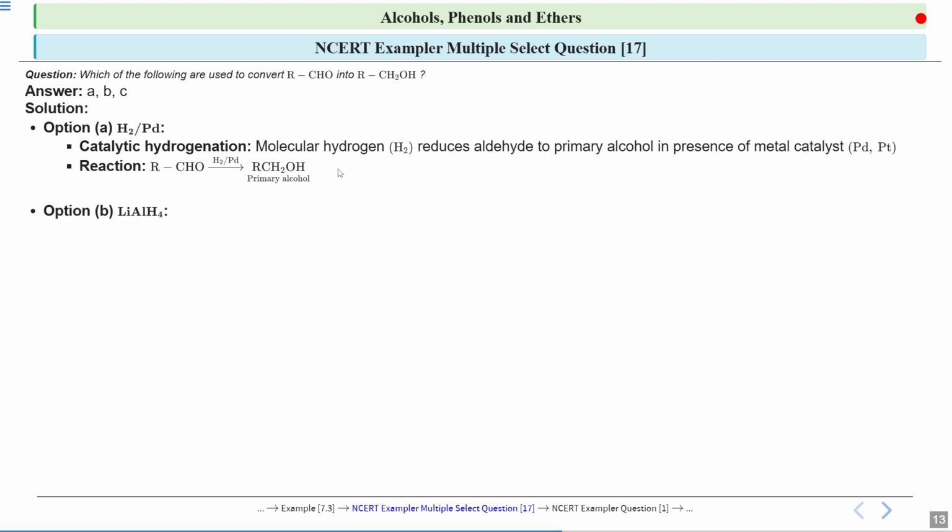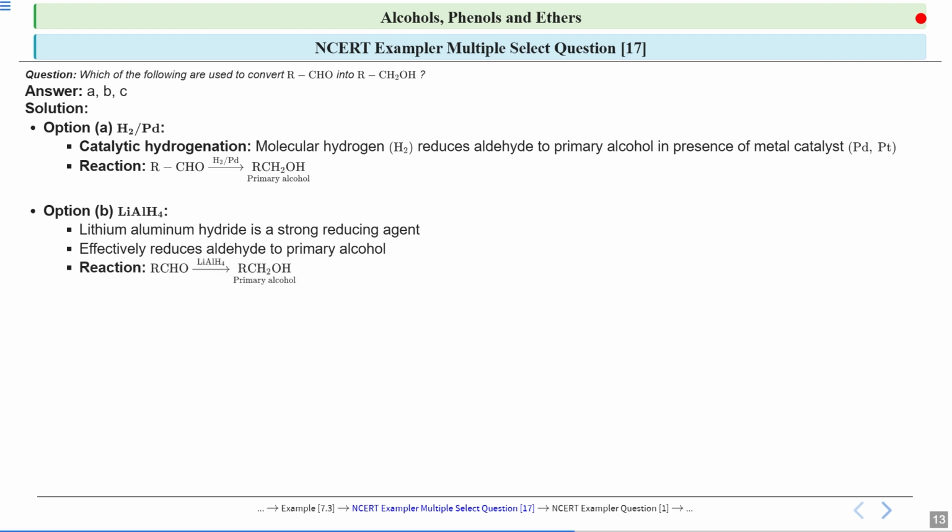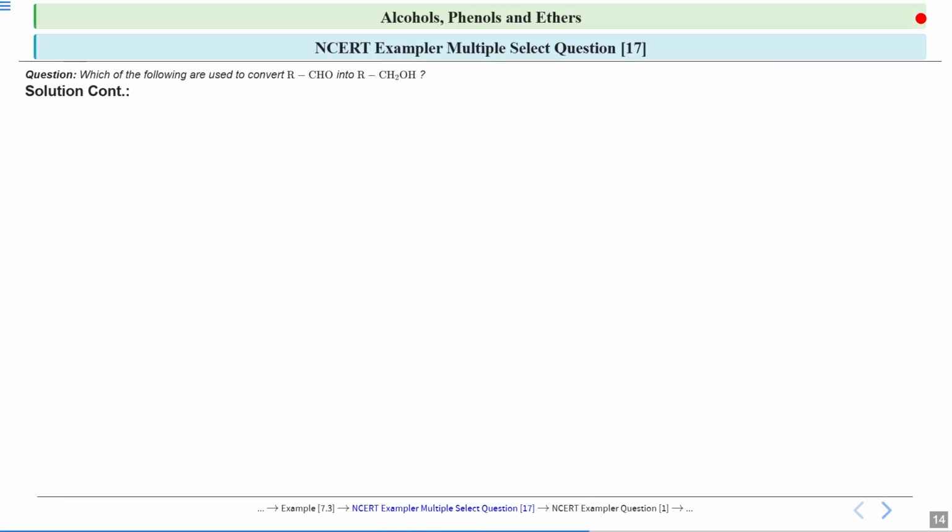Next is LiAlH4. LiAlH4 is a very strong reducing agent. Being a strong reducing agent, it will effectively reduce your aldehyde to your primary alcohol. The reaction is, this is an aldehyde. By using a strong reducing agent, you will see it will reduce your aldehyde to primary alcohol. Now LiAlH4 is such a strong reducing agent that it can reduce carboxylic groups also to alcohols. Okay, let's continue the solution.